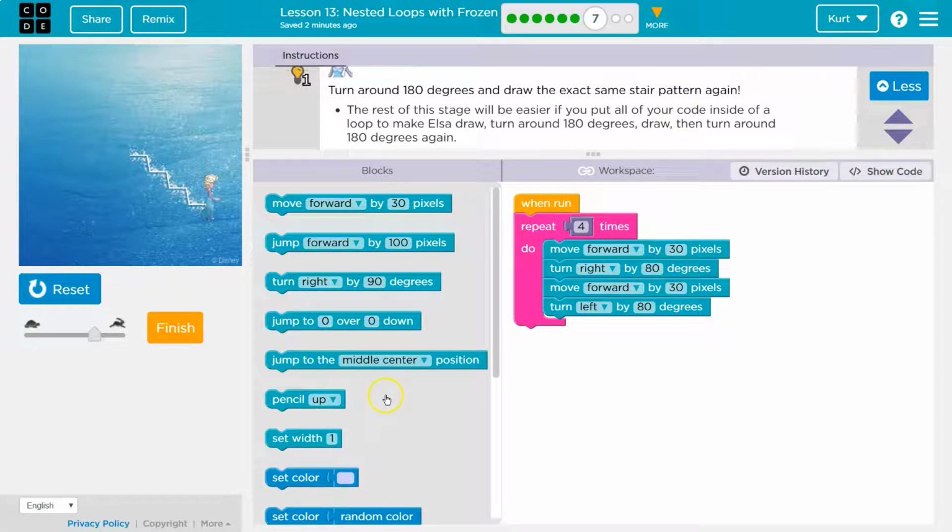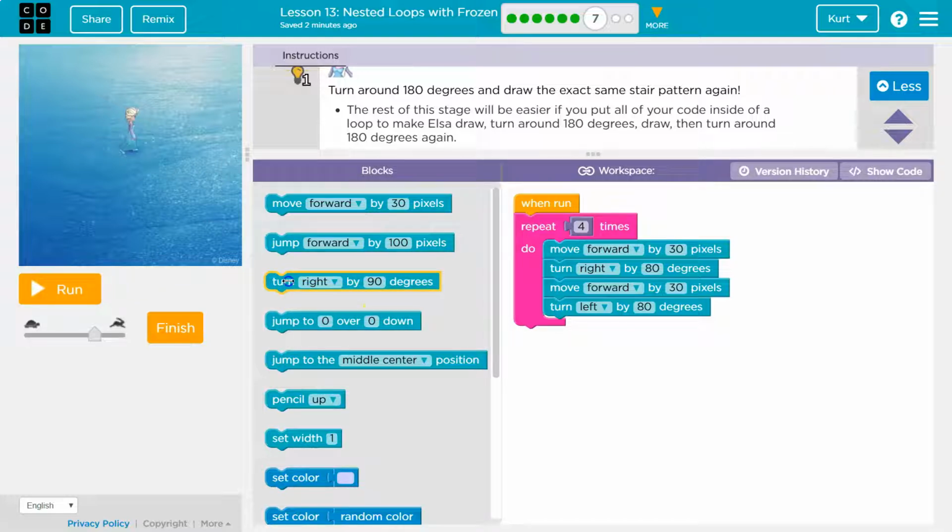Okay, so we are going to do this. Turn, and it doesn't matter right or left really because it's 180, so we turn all the way around, and they want us to draw the entire set of stairs again. Well, that sounds like we're repeating it. What do they want us to do after we draw the entire set of stairs?